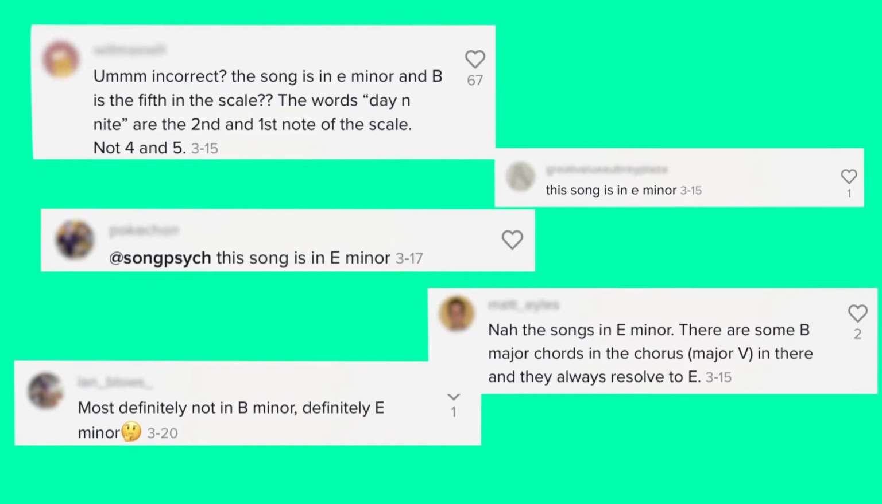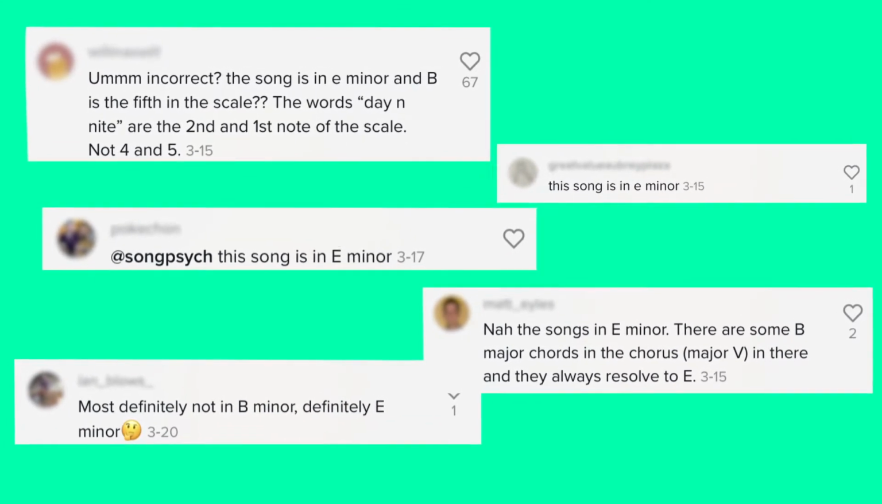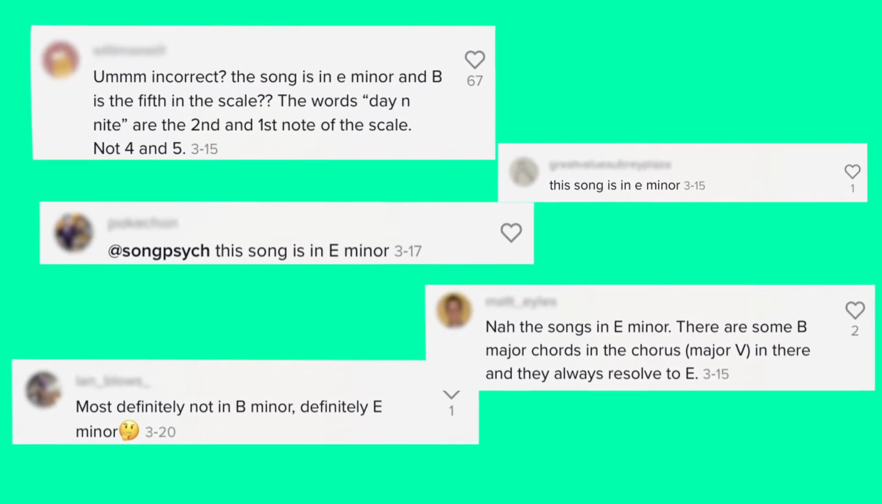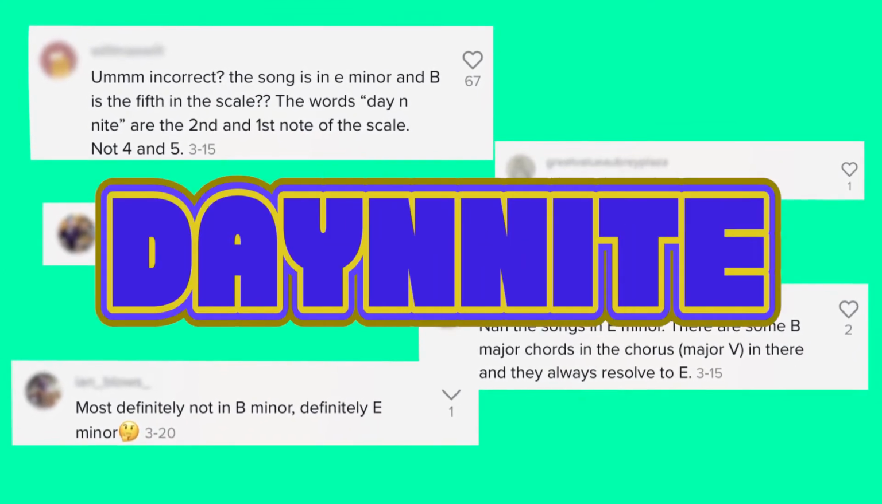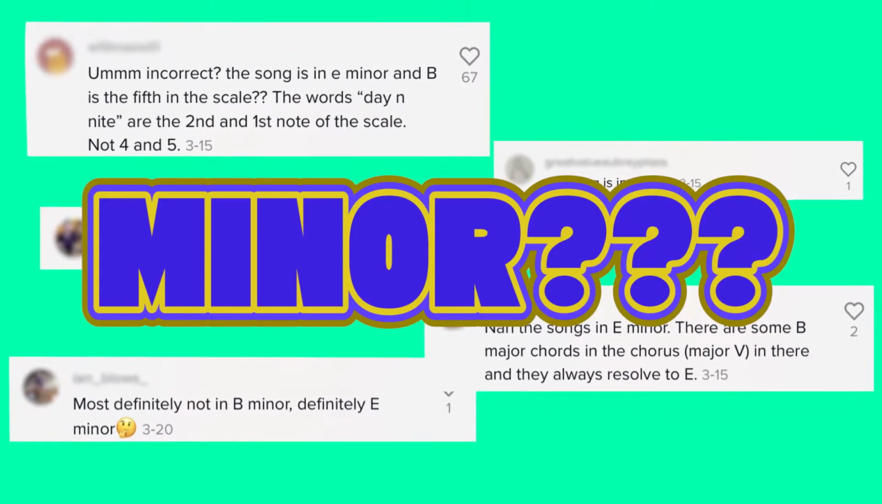So recently there's been a little controversy on one of our TikToks where some of my beloved Songpsychers are leaving me because they think that Day and Night by Kid Cudi is in E minor. I've made a severe and continuous lapse in my judgment, and I don't expect to be forgiven. Just kidding, the song is in B minor. Let's talk about why.